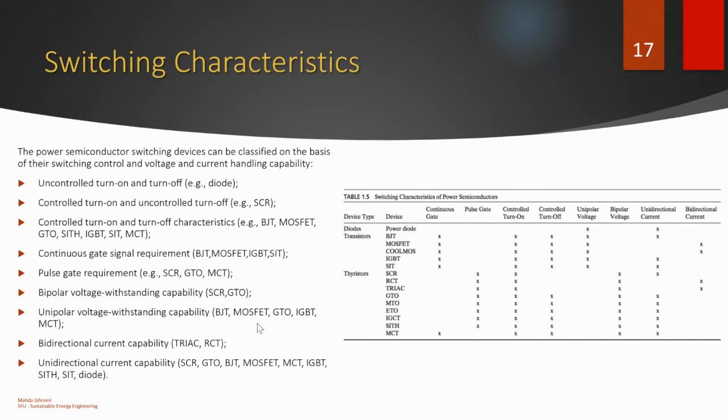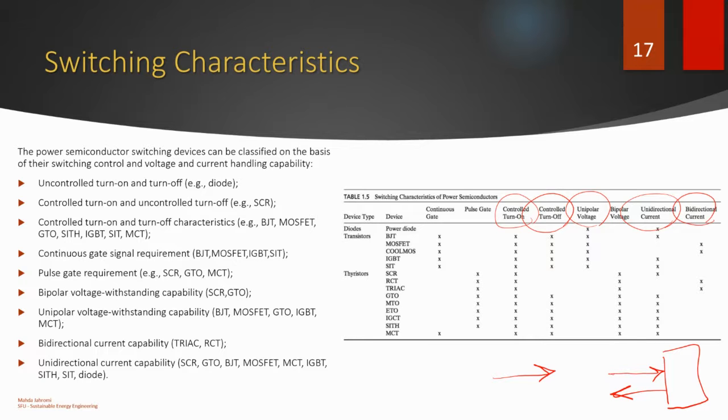So for example, do you want a switch where you only need to control when it turns on, or do you need to control when it turns off as well? Does the voltage need to be unipolar, or does it need to be bipolar? Will the current be unidirectional or bidirectional? So will you have an application where the power is going back and forth, or is the power just going one way?